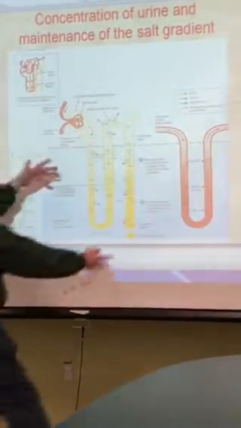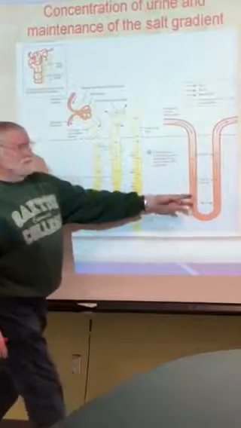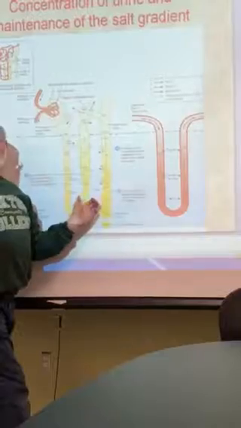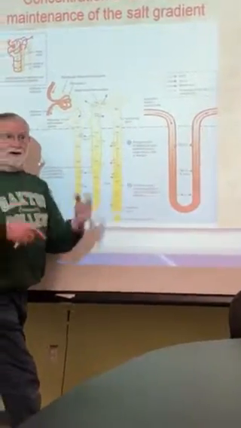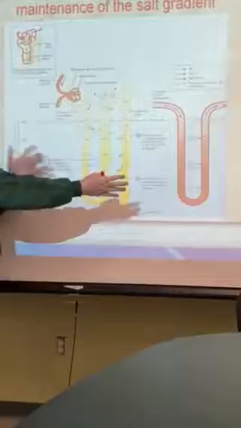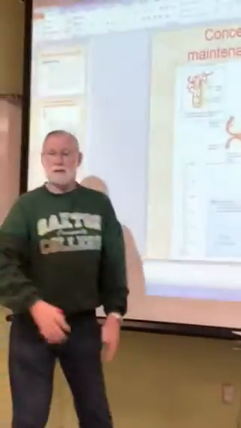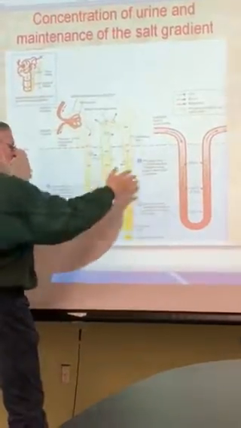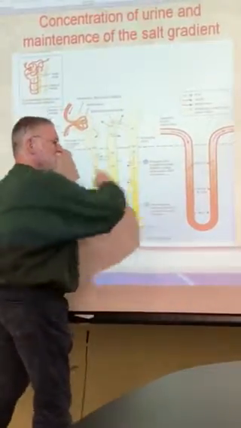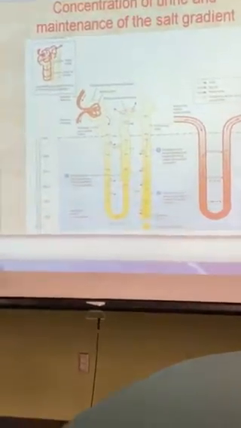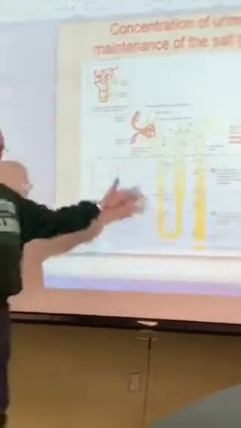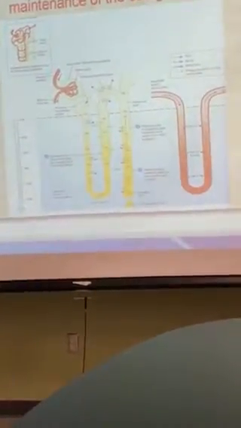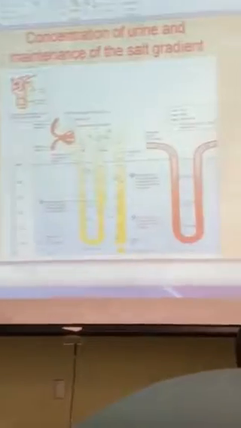And this whole process of maintaining that is brought to you via that vasa recta. You couldn't do that without the vasa recta having that salt exchange. And that process is called this countercurrent multiplier system, because what you have here is this constant dilution here, and then the constant turnover and replacement of that salt and the removal of that water by the loop of Henle. That's what maintains this gradient.